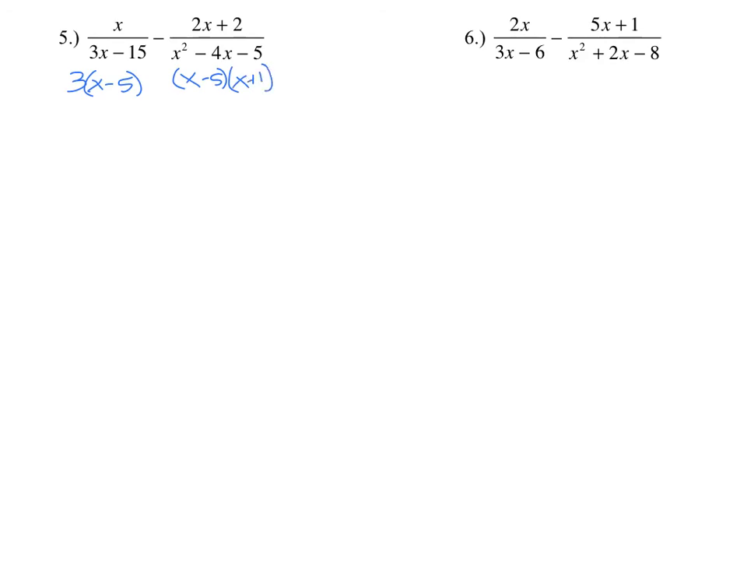And factor both denominators. So for the first one, the GCF was 3. You take it out and you're left with x minus 5. For the second one, it was a trinomial, so you reverse FOIL. You know you need x times x. You're going to multiply to negative 5. The only way to do that with whole values is 5 times 1, and you have to make one of them negative. Since the 4 came out negative, you want the bigger one negative here.